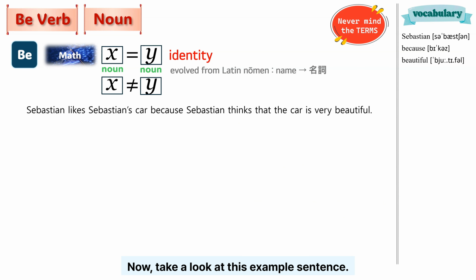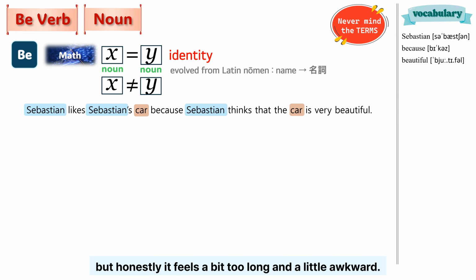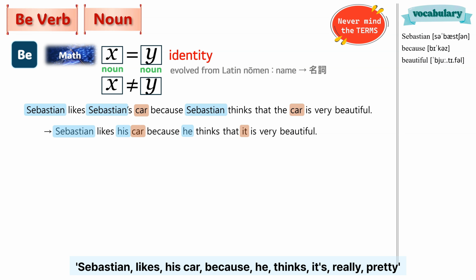Now take a look at this example sentence. The name Sebastian shows up 3 times. And the word car also repeats. It's very clear, yes, but honestly, it feels a bit too long and a little awkward. So here's how we can shorten it using pronouns. Sebastian likes his car because he thinks it's really pretty.